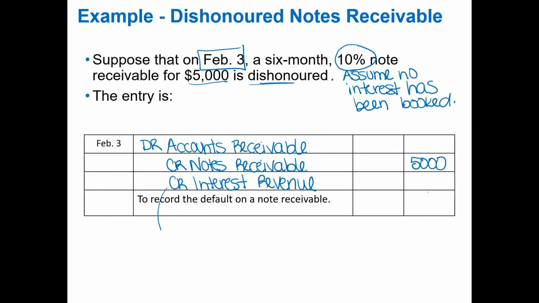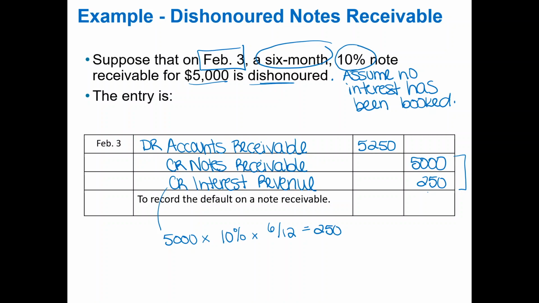So we can calculate the interest: our principal of $5,000 times the 10% interest rate, and it was a 6-month note, so we multiply that by 6 out of 12 months, which gets us $250 of interest. So in total, we move this full amount into AR because this individual that we lent money to, they owe us a total of $5,250. So that's the amount that will be sitting in accounts receivable.